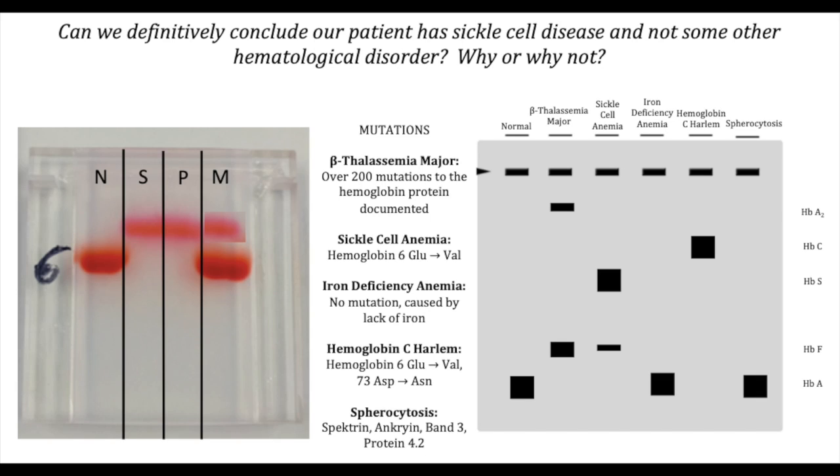Compare this picture to the predictions we made of the 5 diseases that our patient potentially has. Can we definitively conclude that our patient has sickle cell disease and not some other hematological disorder like thalassemia, iron deficiency anemia, hemoglobin C Harlem, or spherocytosis? Why or why not?